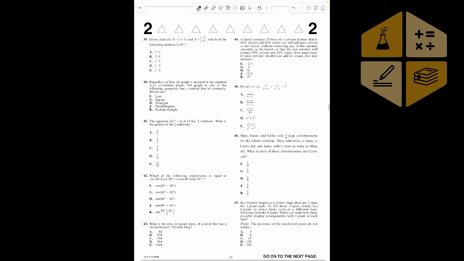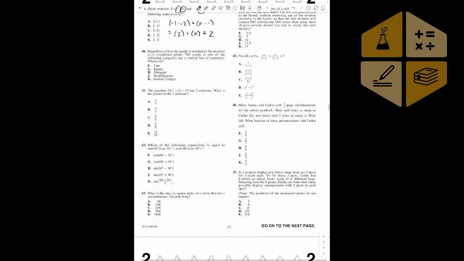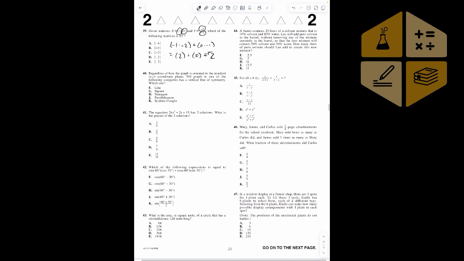So we need to find -1 times -2. Whoops, not dot dot. I put a colon there, sorry. -1 times -2 plus 0 times -1. That equals, well, 2 plus 0, which equals 2, or, with the brackets for matrices, just [2]. That's how number 39 is D, 2.